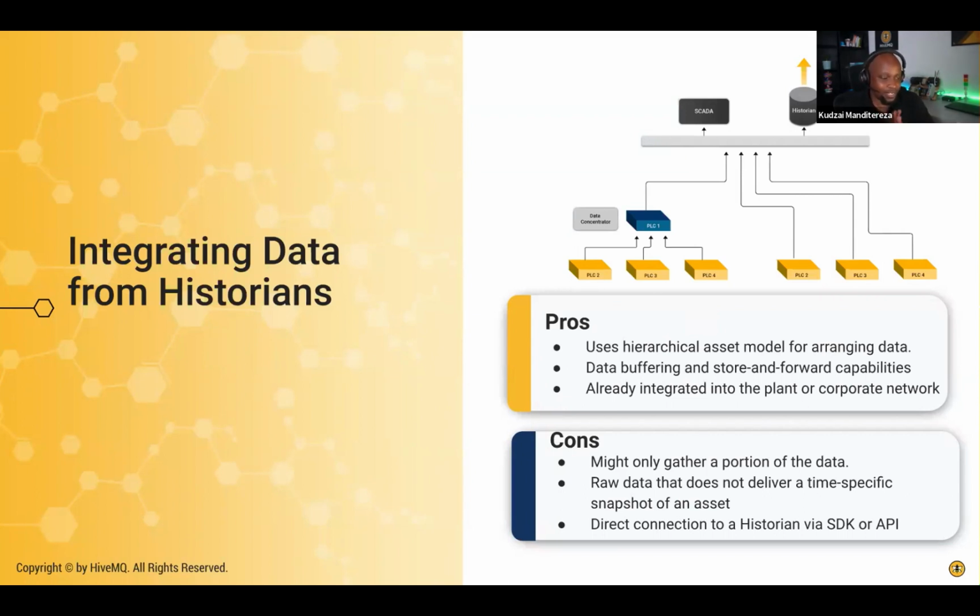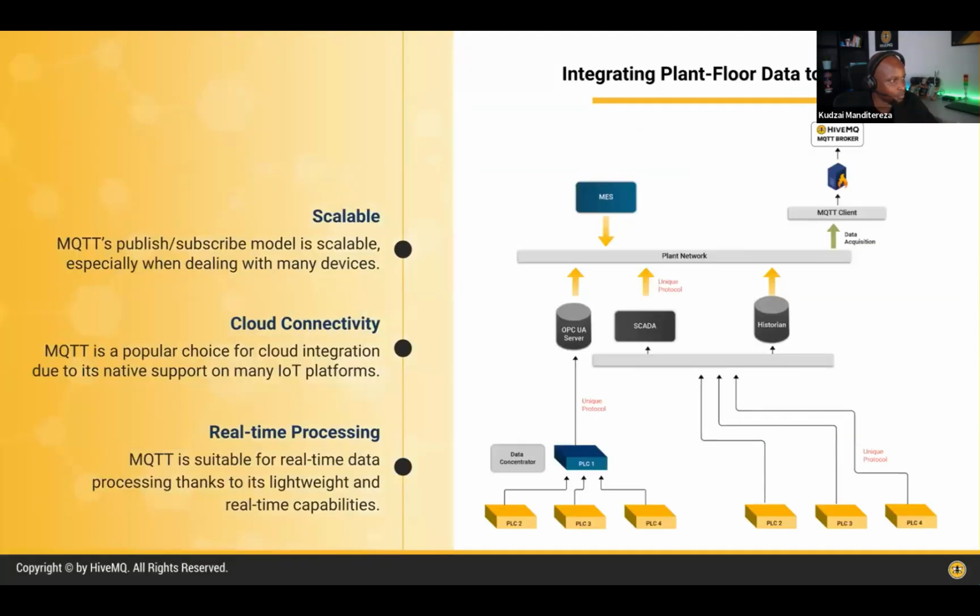And another disadvantage is that if a historian also doesn't expose its information via a standardized interface, you're going to find yourself having to connect directly using an SDK or API, which again creates that tightly coupled connection, which you don't want whenever you want to scale your data management solution.